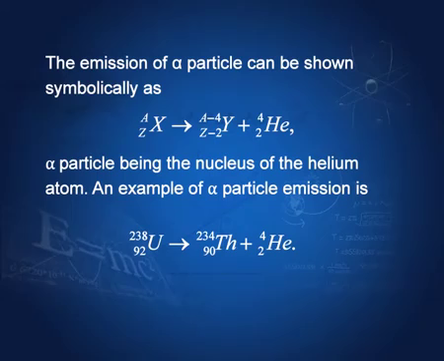This is another example of such a reaction. Uranium 238 with the emission of an alpha particle becomes thorium 234. So, 234 plus 4 is 238, 90 plus 2 is 92. So, both charge and mass are conserved.